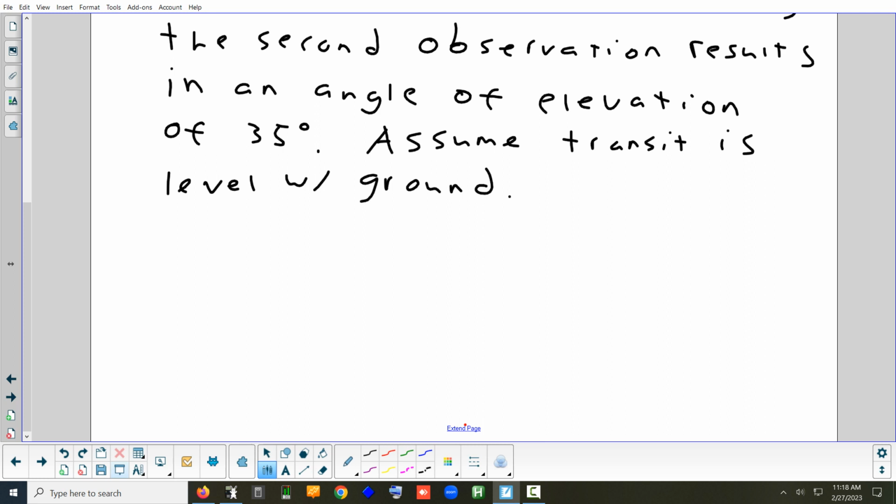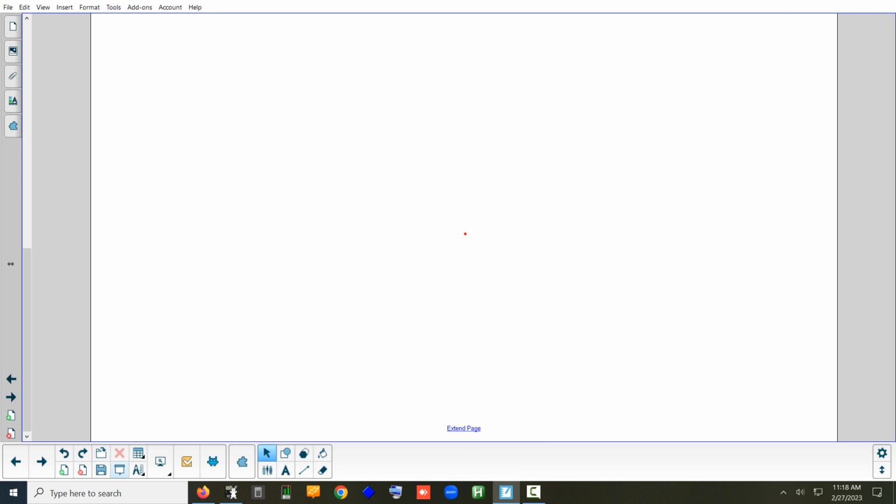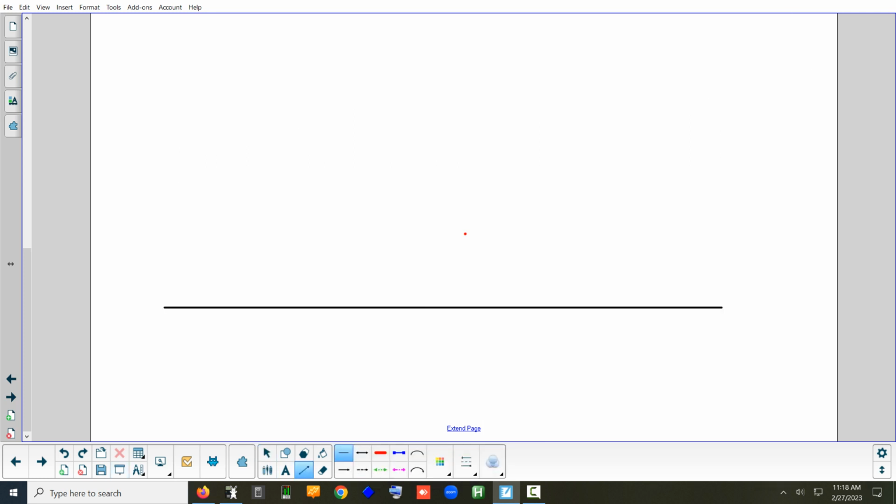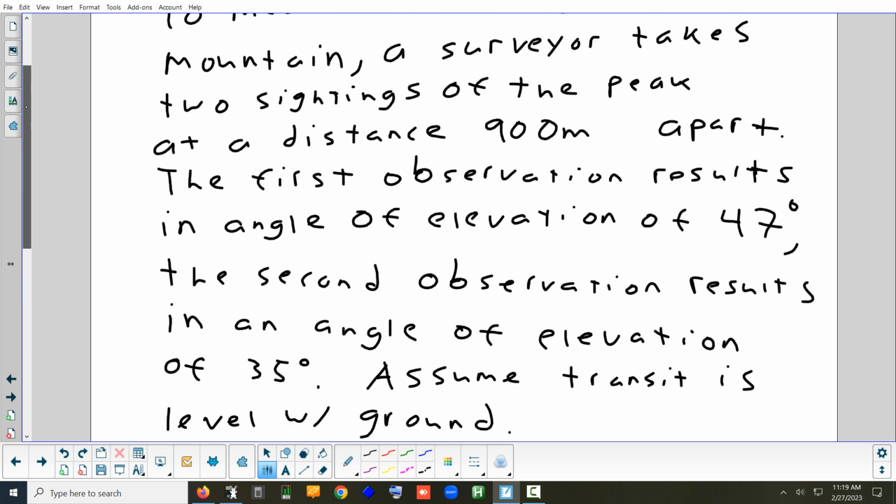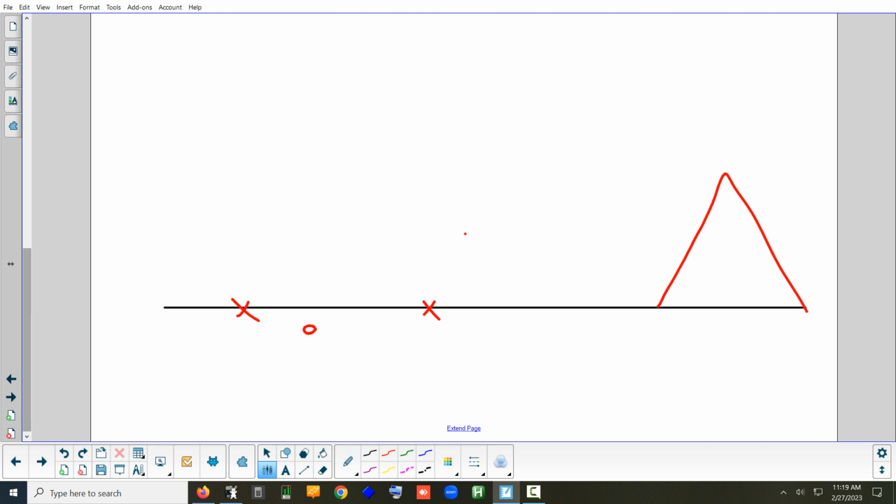So start by drawing a horizontal line that represents the ground. There's the ground. Let's put our mountain over there. So there's our mountain. And the surveyor measures the height of it from 2 different spots. We don't know how far those spots are from the mountain. That's the whole point. You don't need to know how far you are from the mountain at all. But you do need to know how far apart your 2 measurements are. And what did the problem say for that? 900 meters.